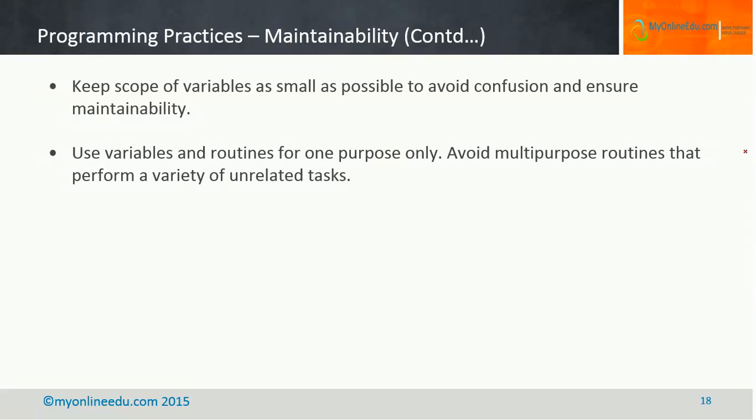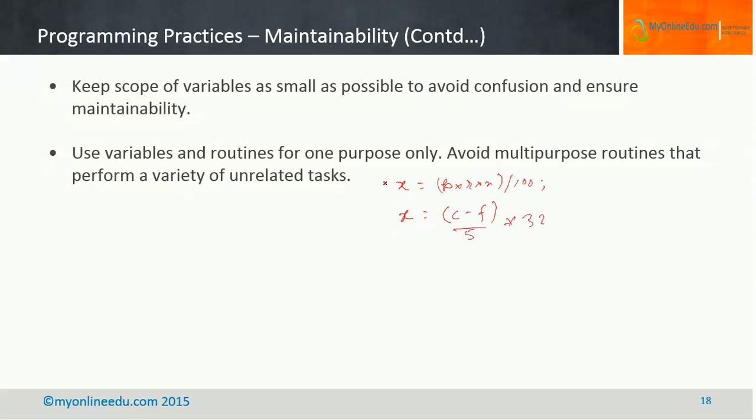Okay, use variables and routines for one purpose only. This is to say that when you are declaring a variable, you should determine its purpose at the beginning, and then you should not use that particular variable for a different purpose. For example, let's say I declare a variable called x, and x is equal to p into r into n divided by 100, an interest calculation, and then again I write something like x is equal to c minus f by 5 into 32.